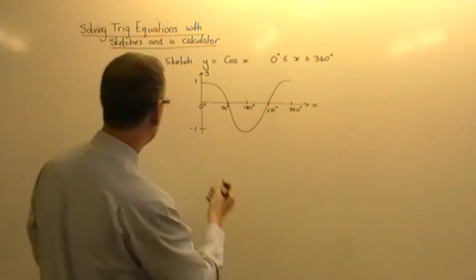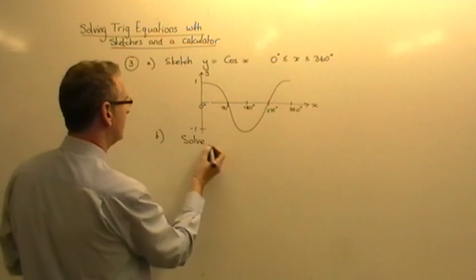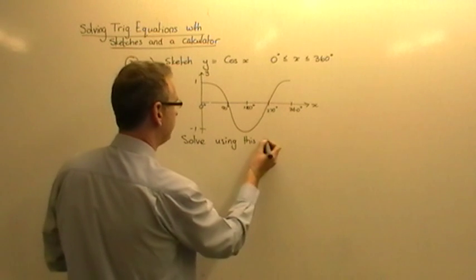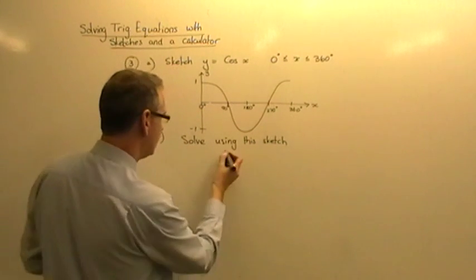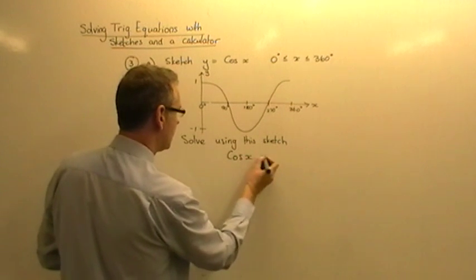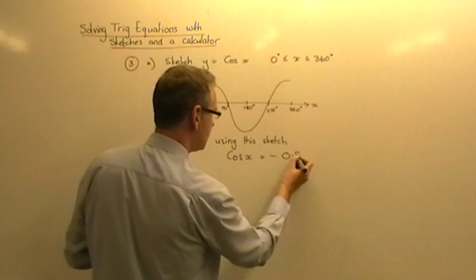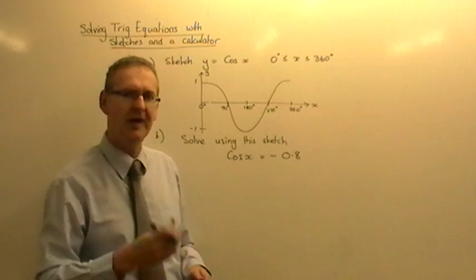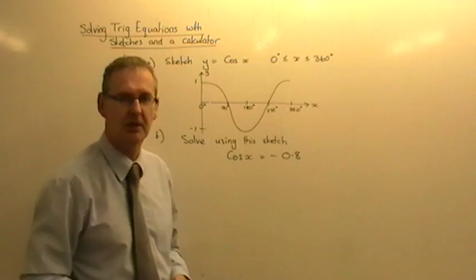Okay, now what I'm going to do for part B is say solve using this sketch. So I'm going to solve an equation using this sketch, and this time I'm going to say cos of x equals minus 0.8. So it's a minus 0.8. So what is the effect now of putting that minus there when I come to solve things?